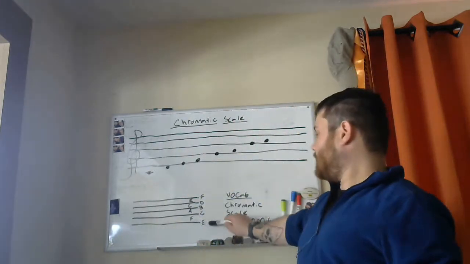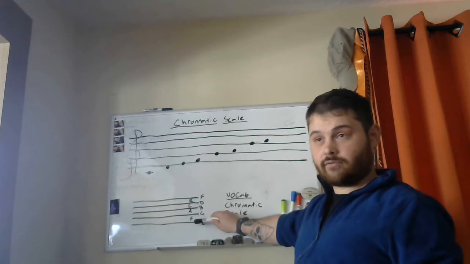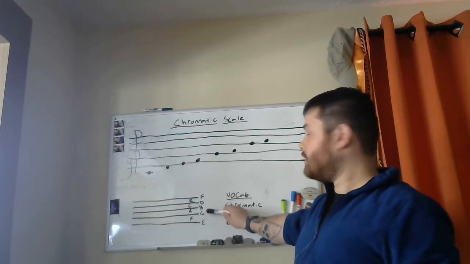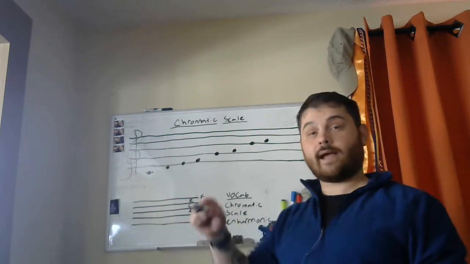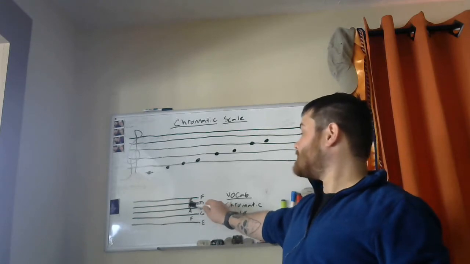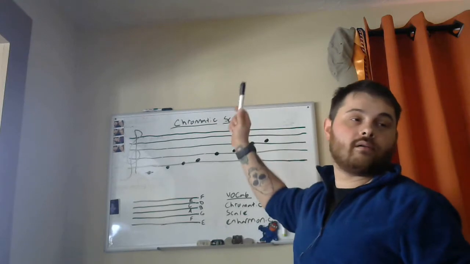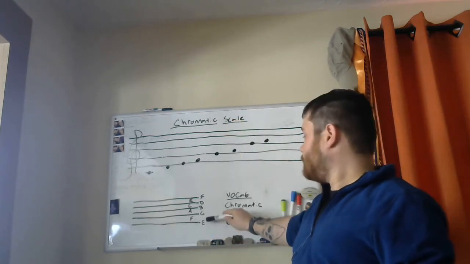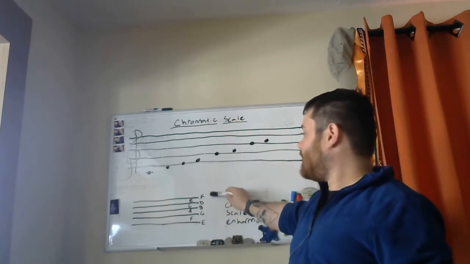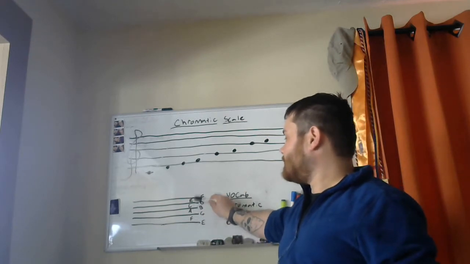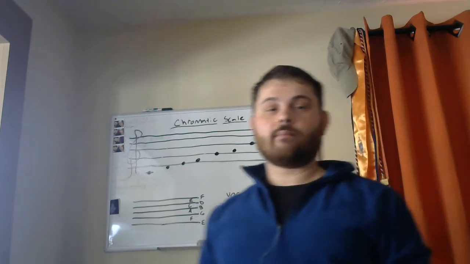So, E in the alphabet is F. What's after F? G. Then remember, in music alphabet, it goes back to A, B, C, D, E, F. We read from the bottom up. So each line, E, G, B, D, F. Each space, F, A, C, E. And that's just something you got to memorize.